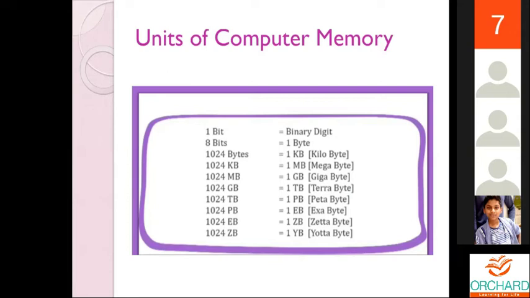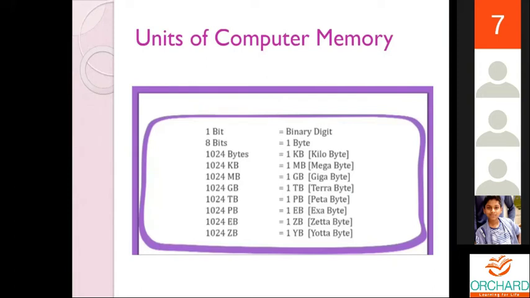1024 bytes is equal to 1 kilobyte. And 1024 kilobytes is equal to 1 megabyte. And 1024 megabytes is equal to 1 gigabyte. Remember, we have all seen this GB in our data packs, right? So if you recharge a phone, it will use 1 GB per day, 1.5 GB per day. Please remember that, children.